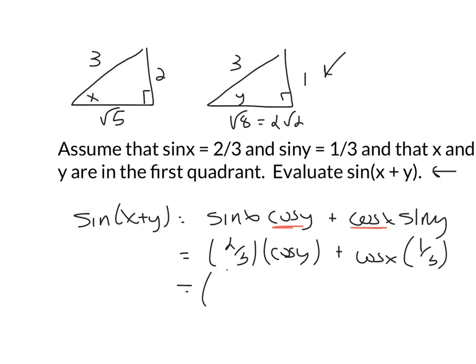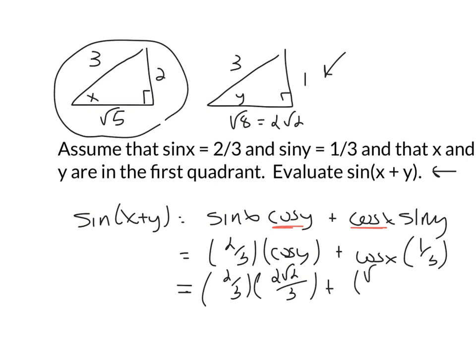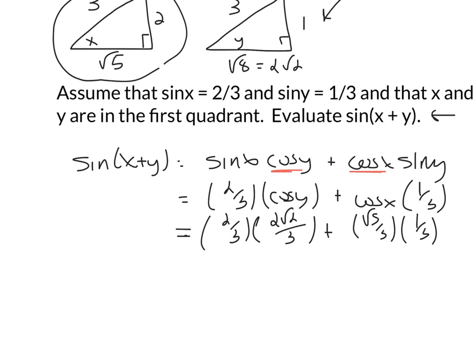So I have this. Sine x was this. Cosine y is adjacent over hypotenuse, which is 2 root 2 over 3. Cosine x, which is this triangle, would be square root of 5 over 3, times 1/3. And that would lead me to this right here. It would lead me straight to, just multiplying those out, 4 root 2 over 9. This here is also over 9, but it'd be square root of 5 times 1, which is just square root of 5. So I'm going to leave my answer like that.